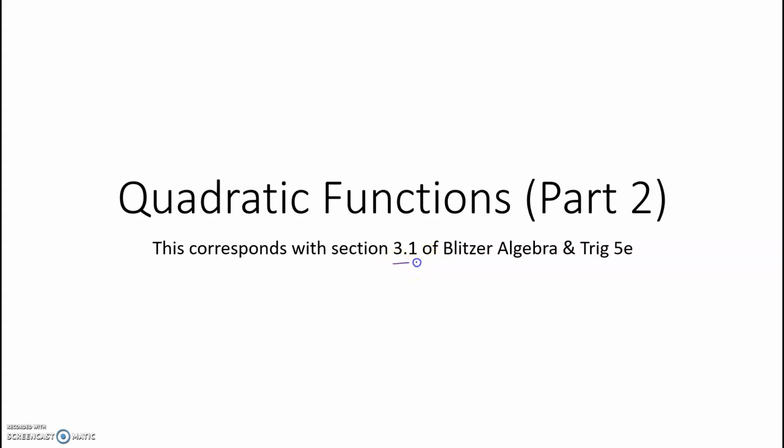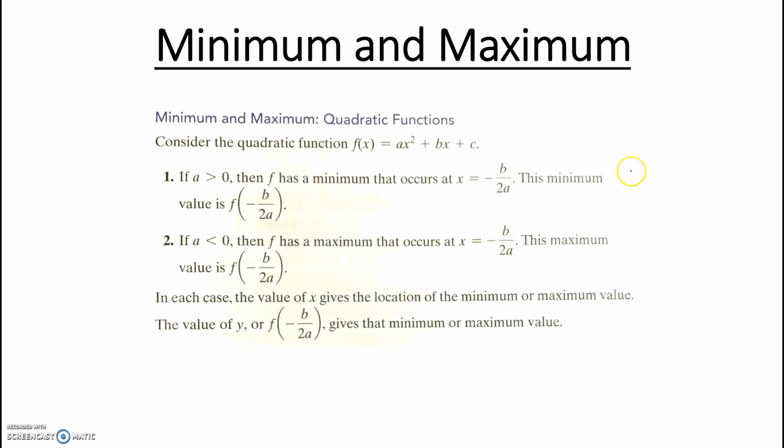So we're going to do part 2 of quadratic functions, which goes with chapter 3.1. Minimum, maximum. Remember, we learned yesterday, if A was greater than 0, if it was positive, your graph opened up, which would make your vertex a minimum, a lowest point. If A was negative, our graph would open down, so that would make our vertex a maximum point. So depending on which way it opens, you could have a minimum, a lowest point as your vertex, or a maximum, a highest point as your vertex.